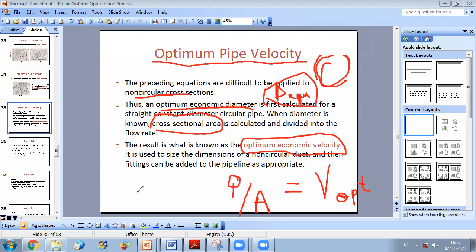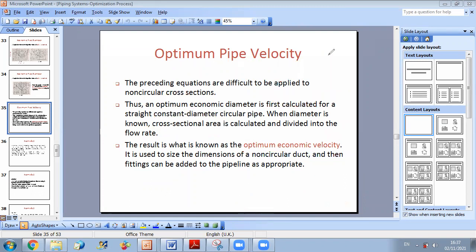I work on the real area that I have. So when we have non-circular cross sections, the strategy will be to optimize the velocity and find the optimum economic velocity. This strategy will be used to size the dimensions of a non-circular duct, and then fittings can be added to the pipeline as appropriate. So I will select the corresponding dimensions of the geometry to give me this economic velocity, knowing the value of the flow rate.